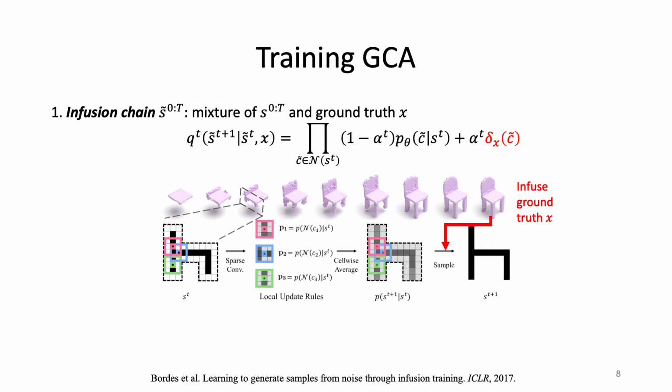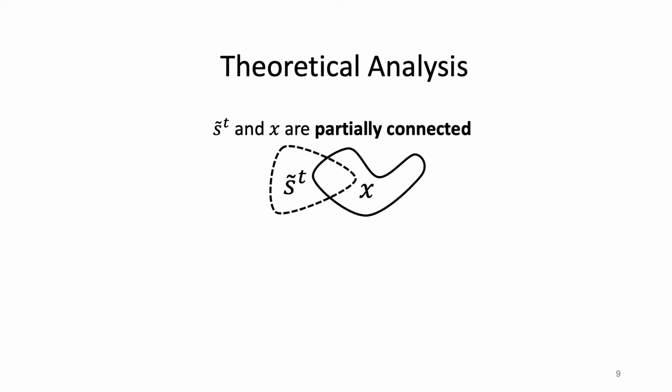After infusing, the network is trained to maximize the log likelihood towards the closest form of the ground truth. In the full manuscript, the infusion chain is proven to converge to the ground truth data X.